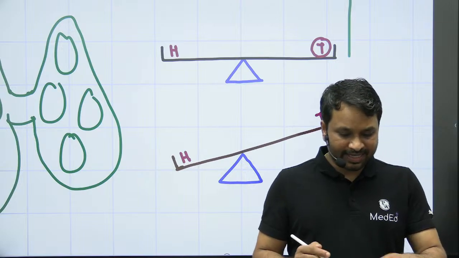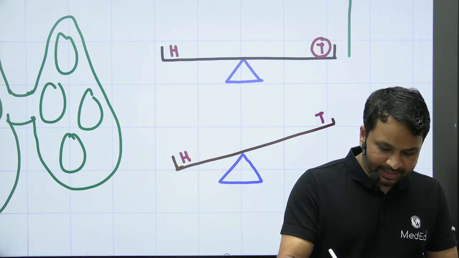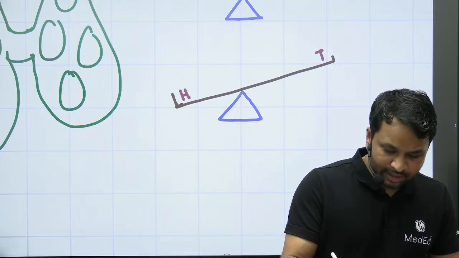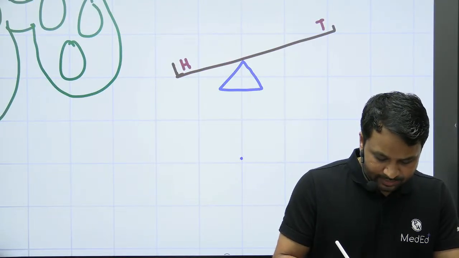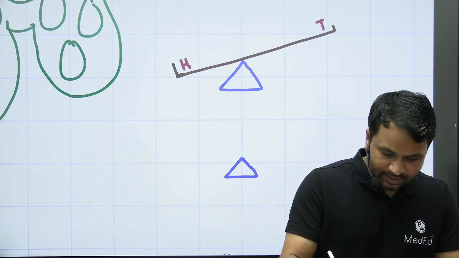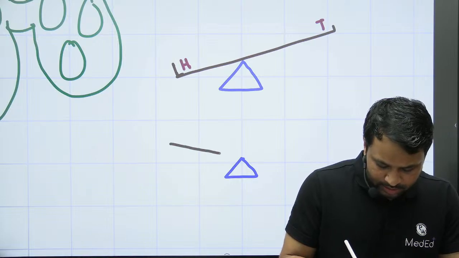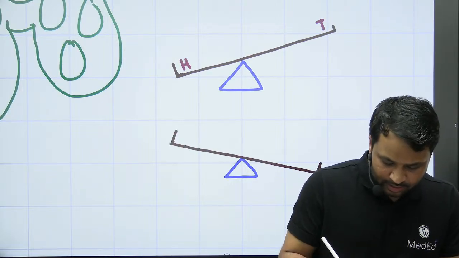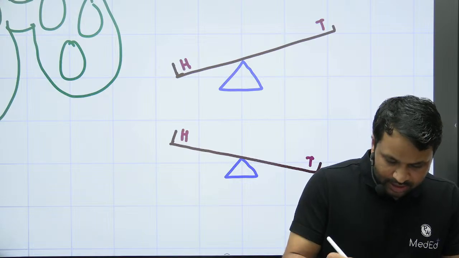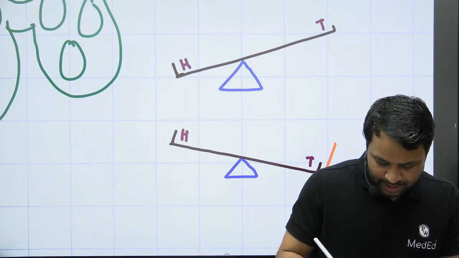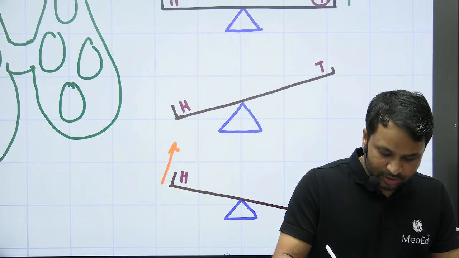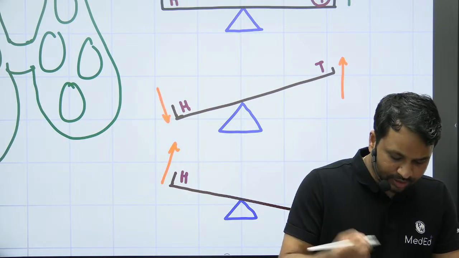Okay? In the same way, with the same seesaw effect, if the thyroid hormone concentration decreases, this is the thyroid hormone, this is the hypothalamus. If the thyroid hormone concentration decreases, the hypothalamus concentration will increase. Same here. If the thyroid hormone concentration increases, the hypothalamus concentration will decrease.